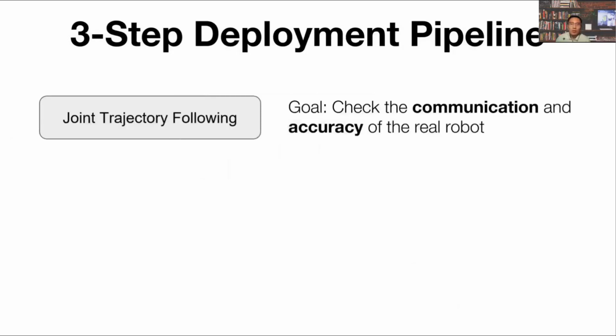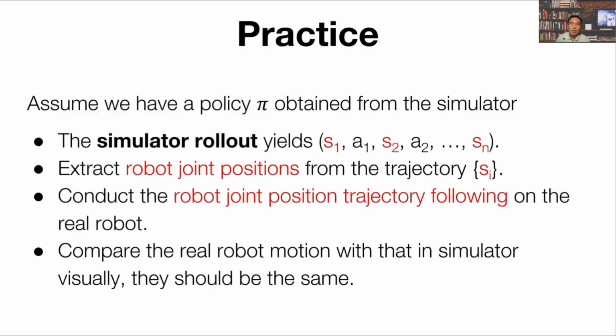The goal of joint trajectory following is to check the communication and accuracy of the real robot. Assume that we have a policy pi, which is trained in the simulator. We first roll out the policy in the simulator to get the trajectory. Then we extract the joint positions from the trajectory and conduct trajectory following on the real robot. If everything is okay, the motion of the real robot should be the same as the one in the simulator.